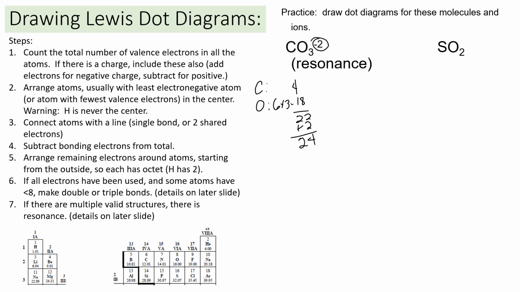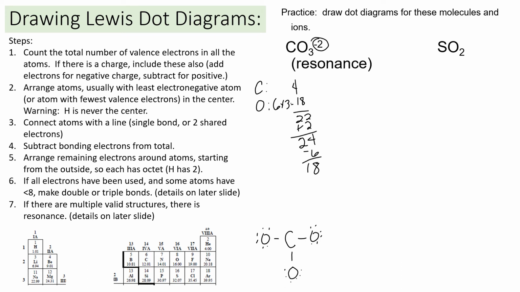So now we'll make our structure. We'll put carbon in the middle, and we'll put oxygen, oxygen, and oxygen. And so that used up 6 electrons for 3 bonds. So we have 18 dots to make. So I'll go around the oxygens, put 6 dots on each oxygen. And that uses up the 18 electrons. And now all of our oxygens are complete with 8, but the carbon only has 6.